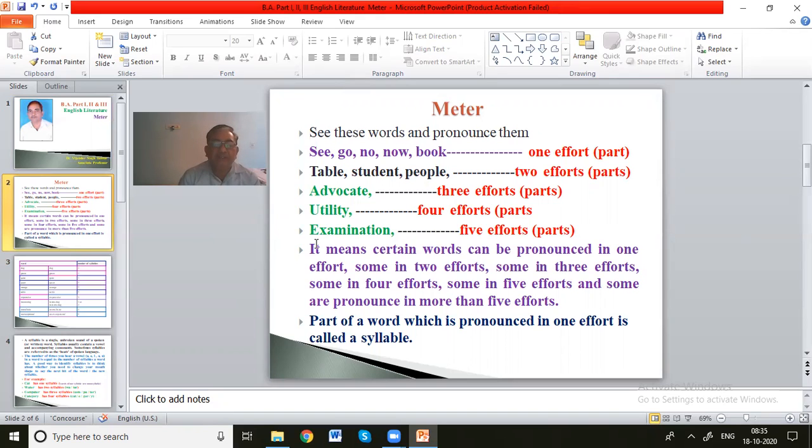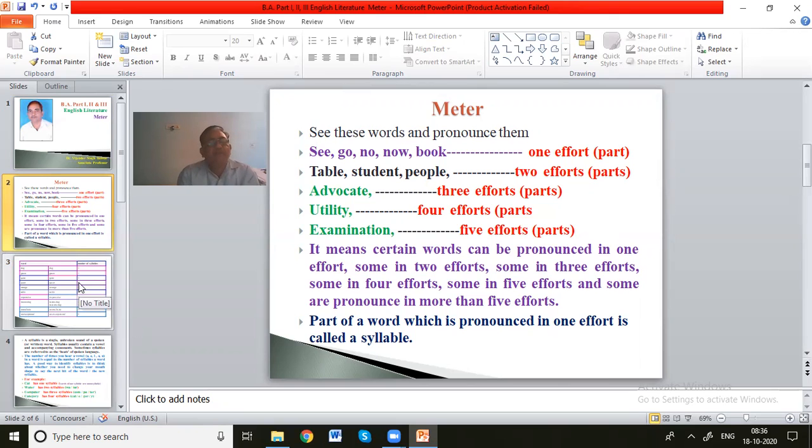If we try to understand what I have stated so far, we can say certain words can be pronounced in one effort, some in two efforts, some in three, some in four, some in five efforts, and there are many words which may be larger than these, pronounced in more than five efforts. Now the part which is pronounced in one effort, generally speaking, it is not a technical definition, just to keep in mind, is called a syllable. That is, the part of a word which is pronounced in one effort is called a syllable.